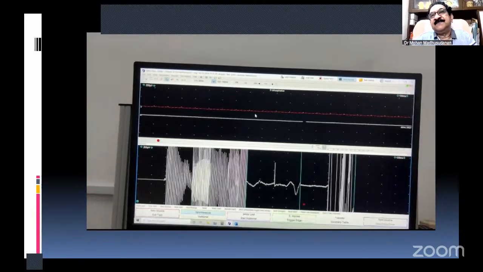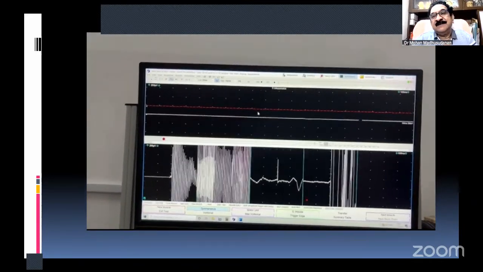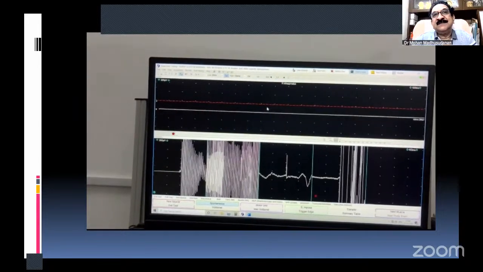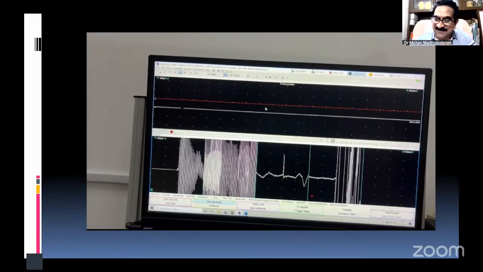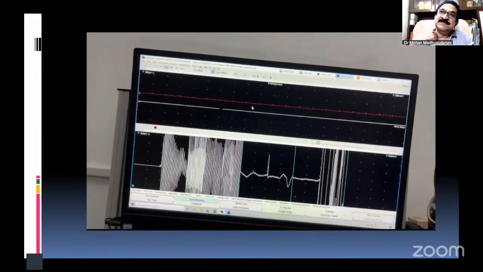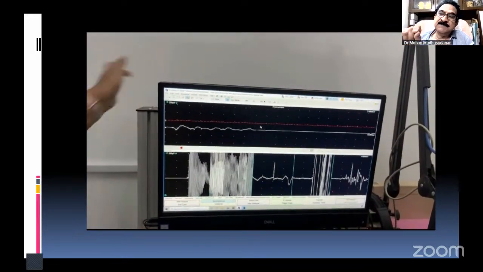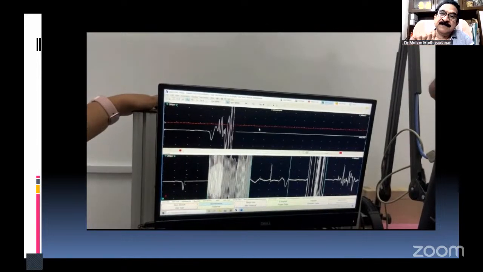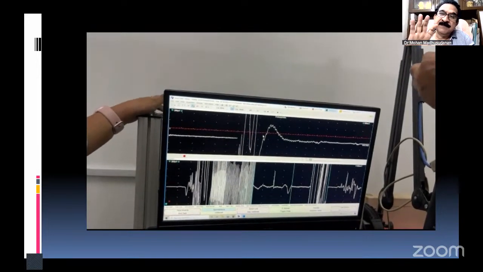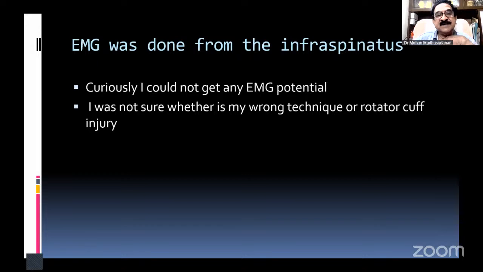So then I did an EMG, and curiously, I have no potential picture from the EMG. My needle is not entering into the muscle. Somewhere else entering, I don't know. I was surprised why I'm not picking up. Even if it is a rotator cuff injury, there will be some potential picked up. Occasionally there is some, otherwise no activity. So curiously, I could not get an EMG potential. I was not sure whether it was my wrong technique or a rotator cuff injury.